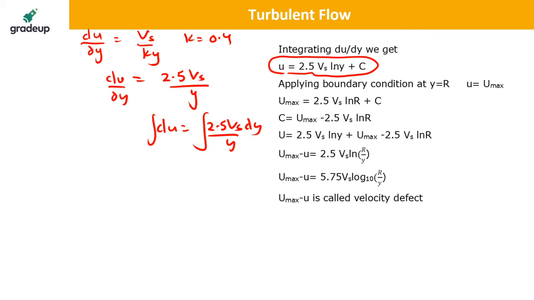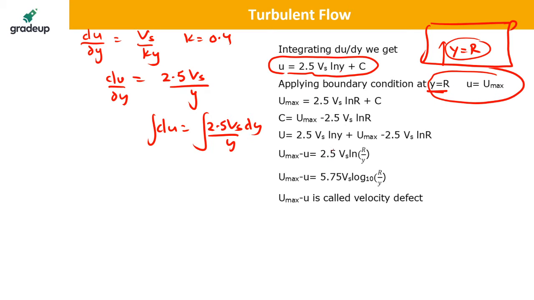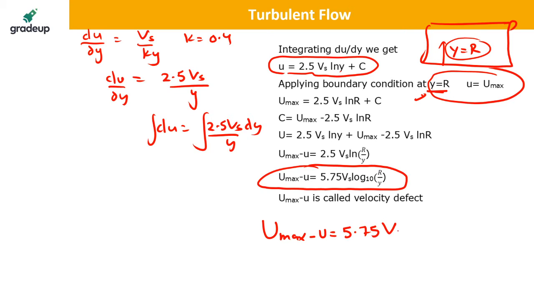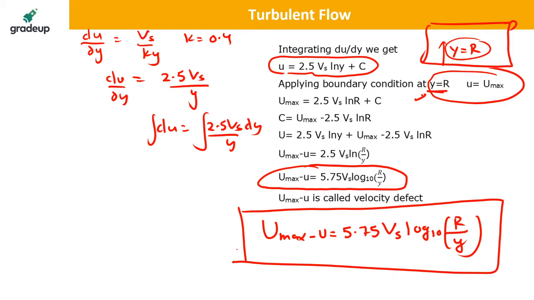If you integrate this for turbulent flow, you will get u equal to 2.5 times shear velocity into log of y. If you apply the boundary condition for turbulent flow in the pipe, y is the distance from the pipe wall. If y becomes r, u will become maximum. So my dear students, if you put the boundary condition, you will get this final result: maximum velocity minus local velocity is equal to 5.75 into shear velocity log base 10 r by y. This is the relation you will get for velocity.